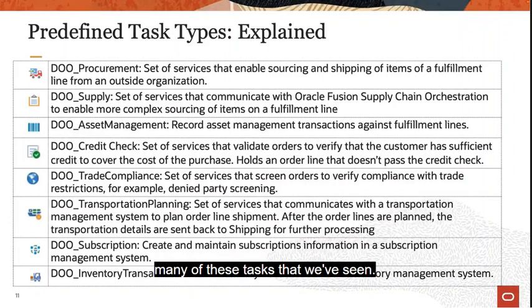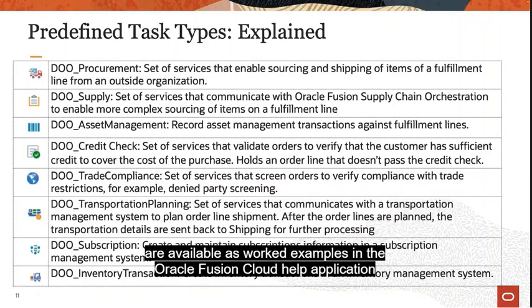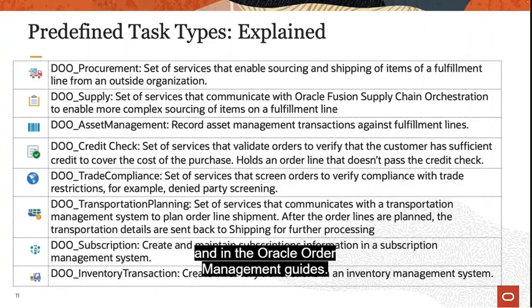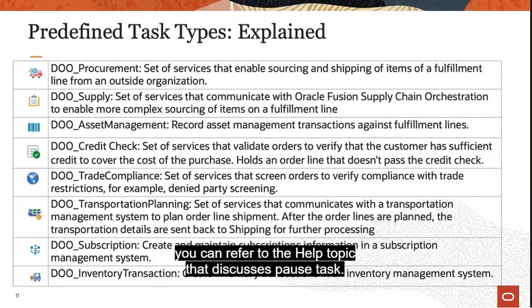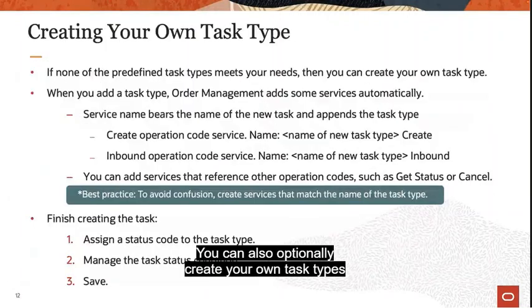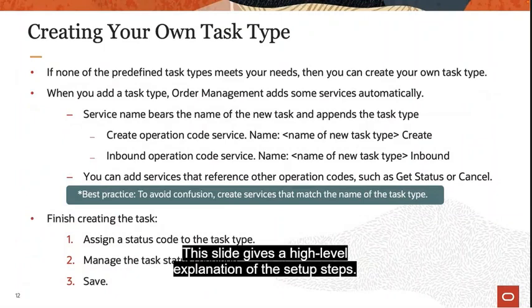Additional examples of orchestration processes are available as worked examples in the Oracle Fusion Cloud Help application and in the Oracle Order Management Guides. For an example of an orchestration process that includes a pause task, you can refer to the help topic that discusses pause task. You can also optionally create your own task types to meet your specific business needs. This slide gives a high-level explanation of the setup steps.